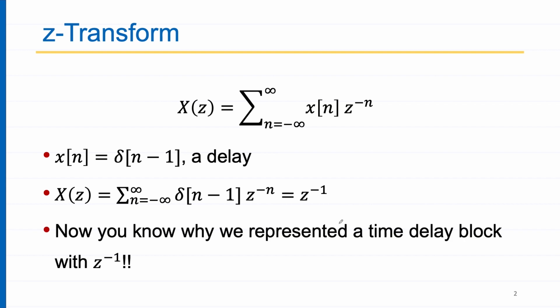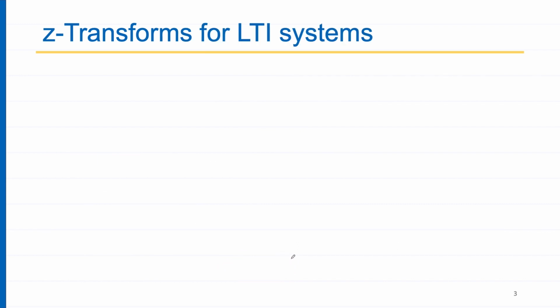Now you know why we represent a time delay block with z inverse. If there is a delay by one step, then we call that block z minus 1, if you remember. This was just a recap, or just a clarification for some concept we discussed earlier.